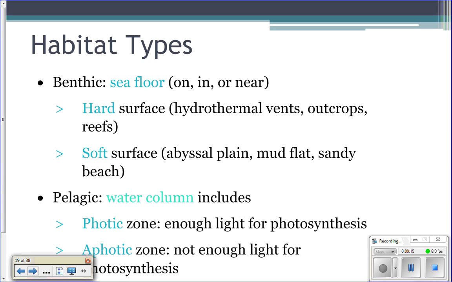There are two types of benthic habitats. You have a hard surface habitat, so that would be like rocks and stuff and reefs underneath the water. And then you also have a soft surface habitat, which would be like mud flats or sandy beaches. Those would both be benthic habitats. They would both be the seafloor of the ocean, but they're different kinds. And you get different things that would live in both of those areas.